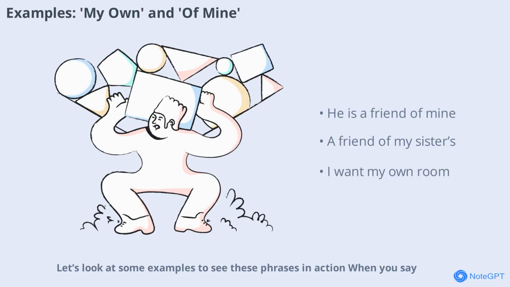When you say, "He is a friend of mine," you're showing possession in a natural way. Similarly, "A friend of my sister's is getting married next week" uses the possessive form to indicate the relationship. If you want to talk about something that belongs to you, you might say, "I want my own room." Notice how my own emphasizes that the room belongs to you, not shared with anyone else. These structures help make your meaning clear and precise, whether you're talking about friends, family, or things you possess.